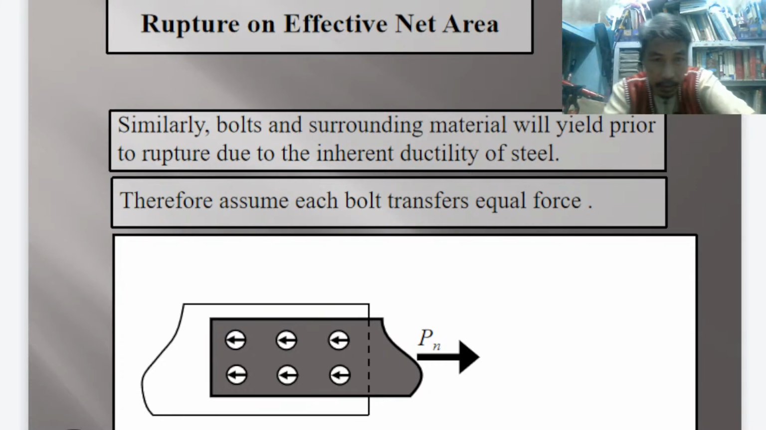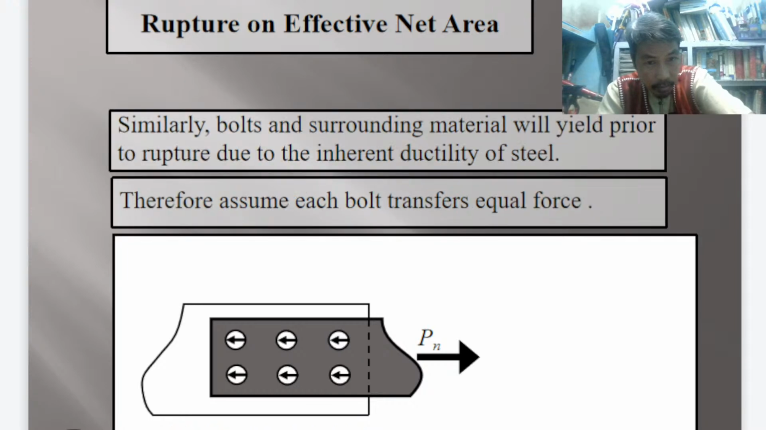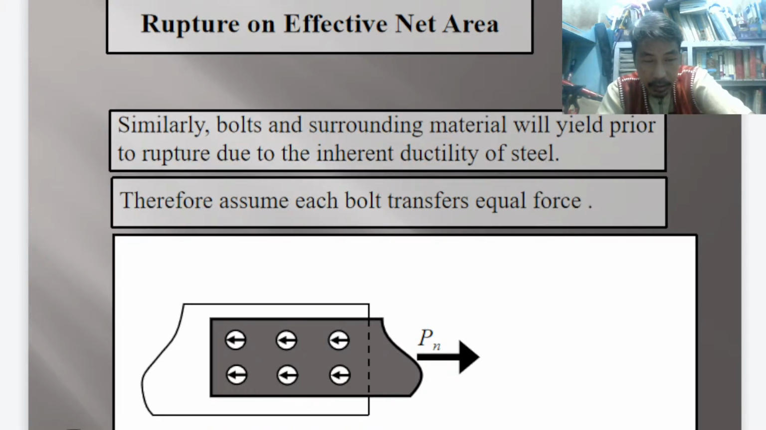Similarly, bolts and surrounding material will yield prior to rupture due to the inherent ductility of steel. So that is the case, no? Due to inherent ductility, we can expect that. So, bolts and surrounding material.